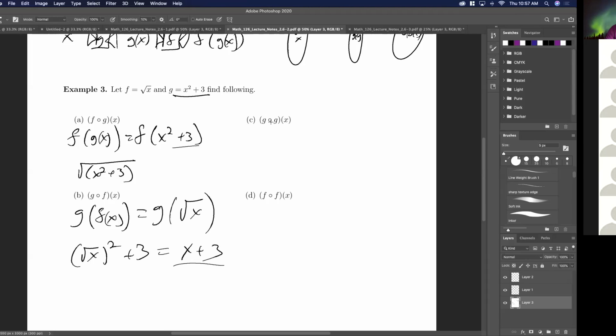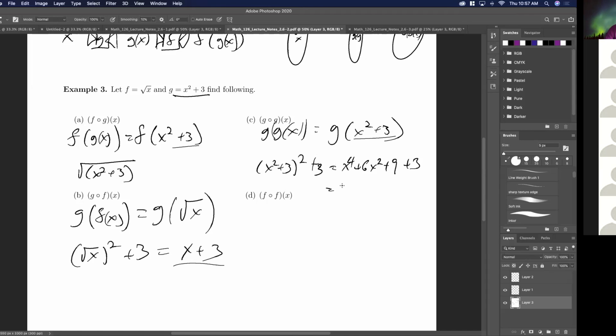You can compose functions with themselves. So let's do that. Here we'll have g of g of x, and g of x, of course, is x squared plus 3. Then I can put that in, so everywhere I see an x, I'm going to plug that in. So I'll have x squared plus 3, squared, plus 3, which is equal to, let's go ahead and FOIL that, x to the 4th plus 6x squared plus 9 plus 3. So that gives me x to the 4th plus 6x squared plus 12.